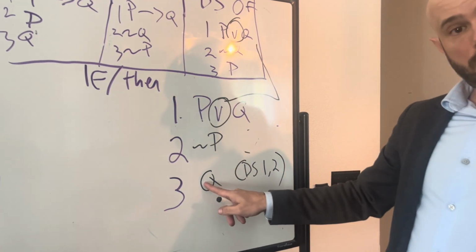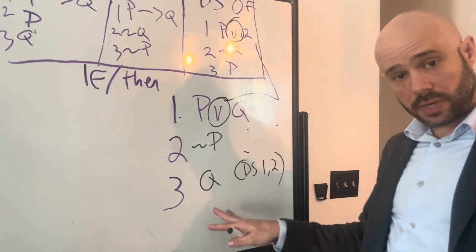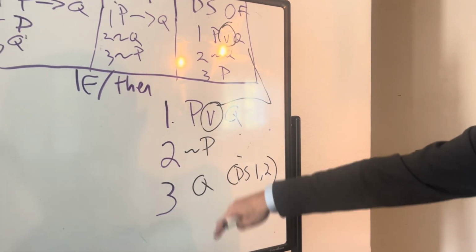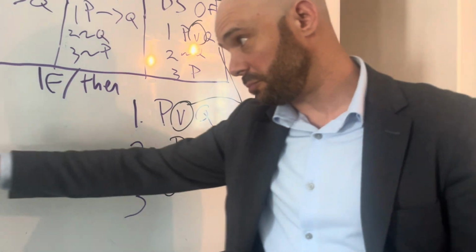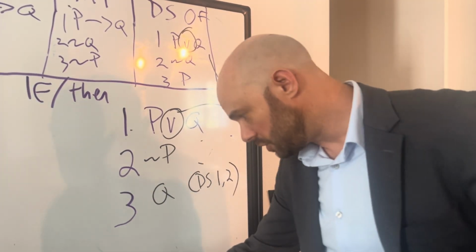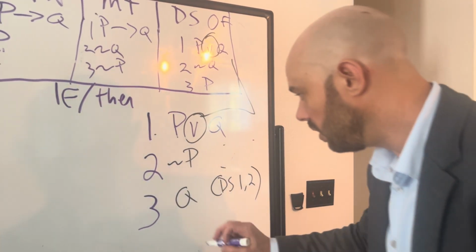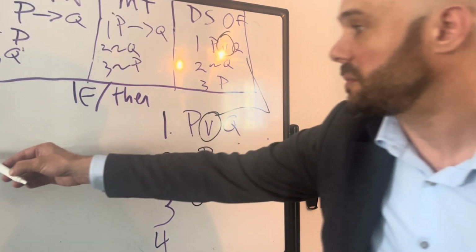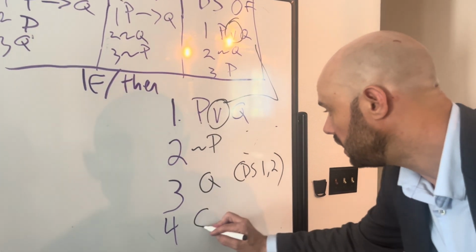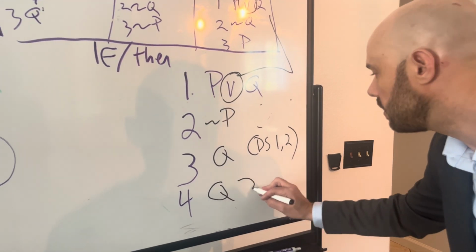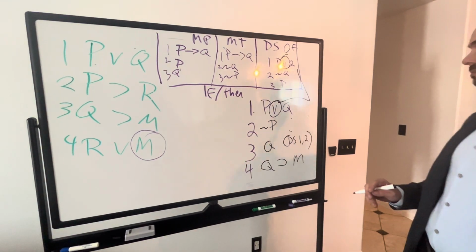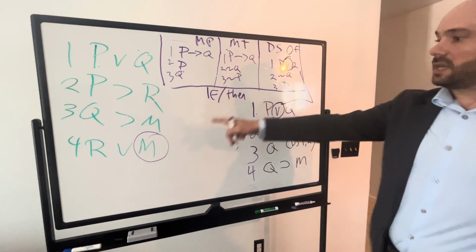Now we have the q all by itself, free. It's a free agent, do what he pleases, and right now he pleases to operate on this premise 3 over here, which we will represent as 4 to maintain our numbering. So now we have this premise here, we're moving it down here, and this is going to be if q, then m.